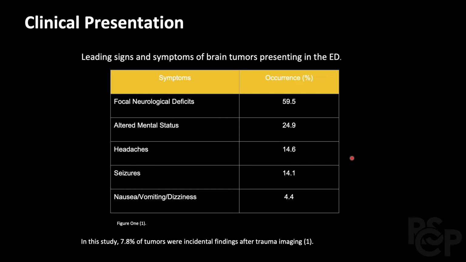Of course, a new onset seizure is a concern for brain tumors, as well as progressive nausea, vomiting, and dizziness for no other clinical reason. Now, sometimes patients will come to the ED due to a trauma, and a brain mass is incidentally found when looking for injury from the trauma. According to this study, 7.8% of the tumors they studied were originally found incidentally on trauma imaging.